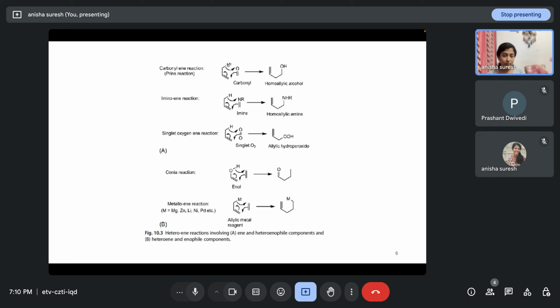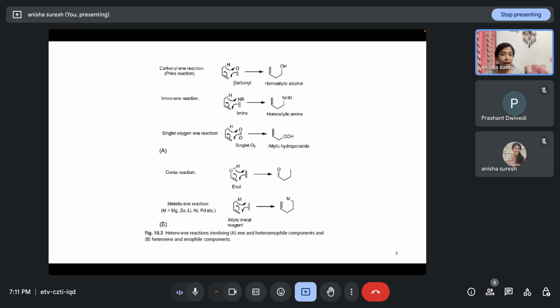So here this hydrogen is transferred to oxygen and a carbon-carbon bond is formed here. So this carbonyl-ene reaction is also known as Prins reaction. It results in the formation of a homoallylic alcohol. In place of carbonyl, if we have an imine, it is known as imino-ene reaction. Okay, so it will undergo an ene reaction in this fashion. The hydrogen is getting transferred to nitrogen and a carbon-carbon bond is getting formed, and this double bond is shifting here, resulting in the formation of a homoallylic amine. So this is imino-ene reaction.